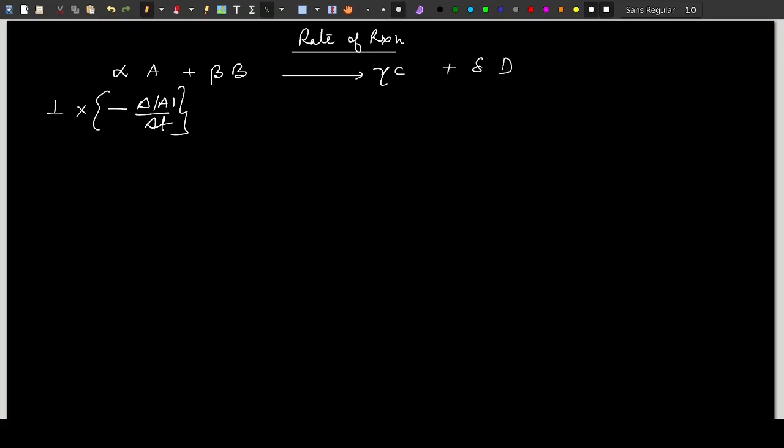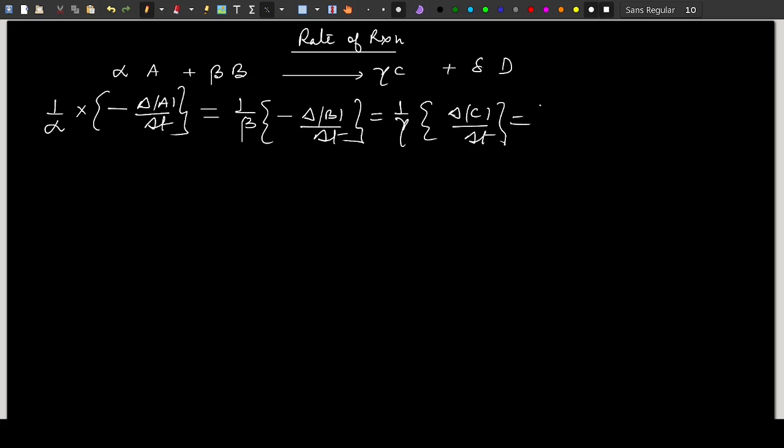1 upon alpha is equal to 1 upon beta into minus delta B upon delta T, and after this 1 upon gamma into delta C upon delta T, here 1 upon delta into delta D upon delta T. This is, friends, equal to the rate of reaction, simply ROR.